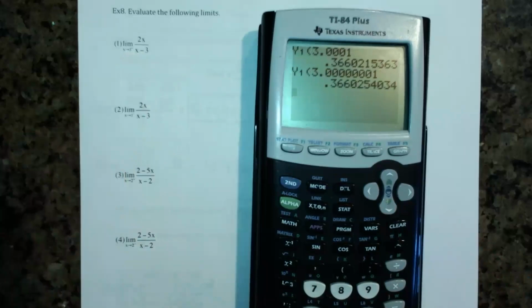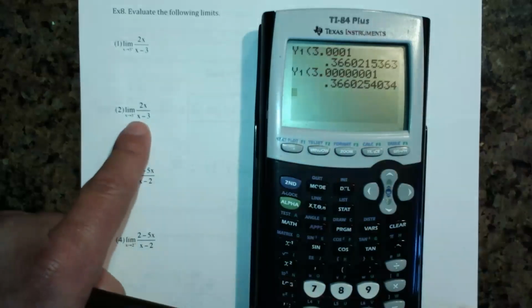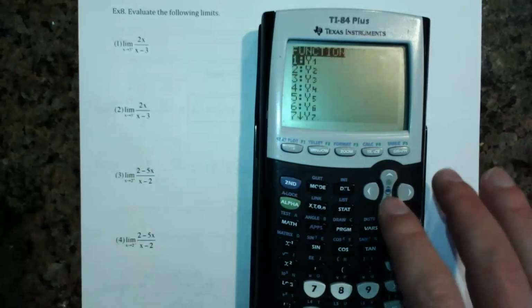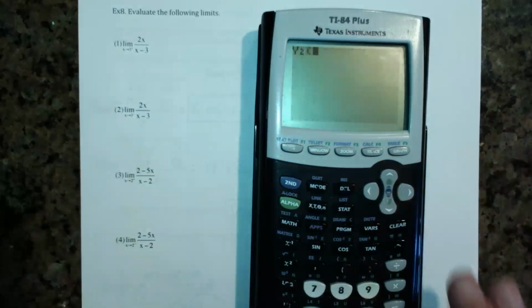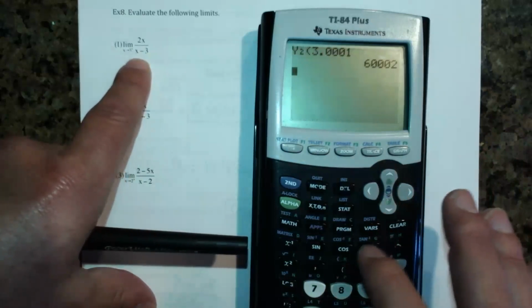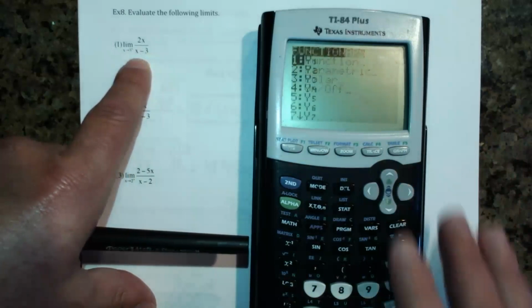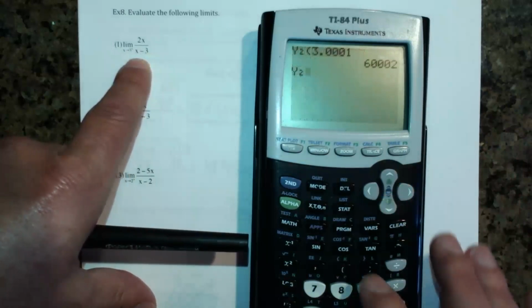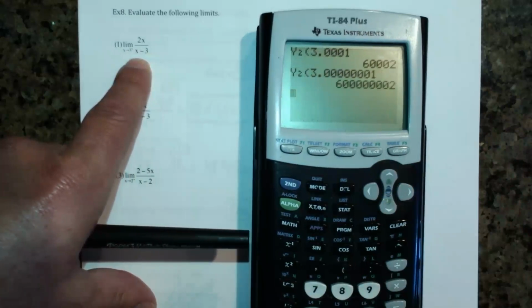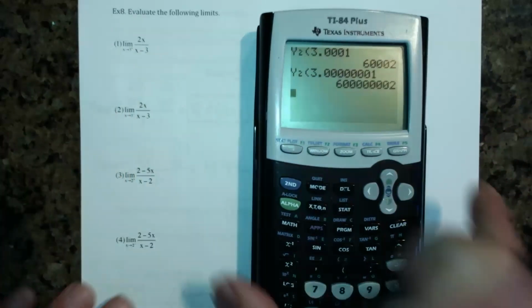And I realized I'm doing y1 and this is my y2. So let's start that again. Vars, y vars, function y2. And now let's do 3.0001. Ooh, that's a big number. So now we're doing this function. Sorry, I messed up before. Let's do it again. Vars, y vars, function y2, 3.000001. Let's see what we get. Ooh. So this is clearly going off to positive infinity.